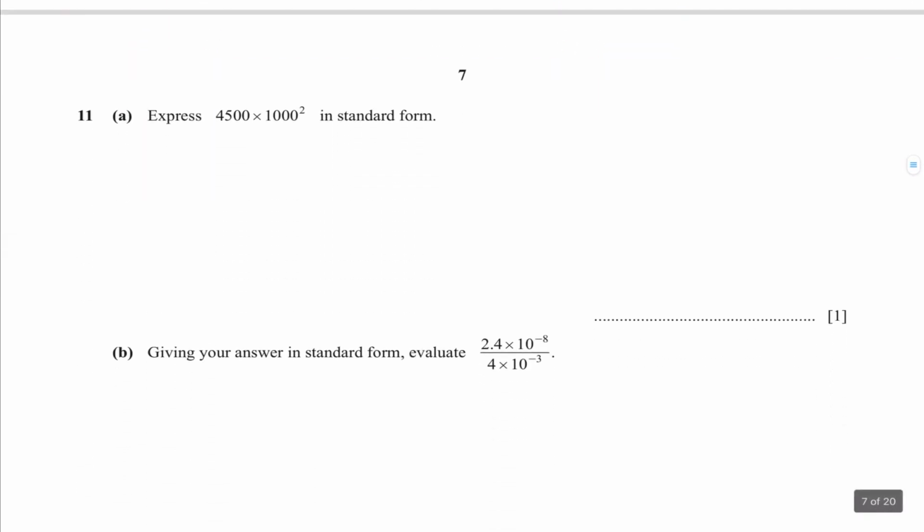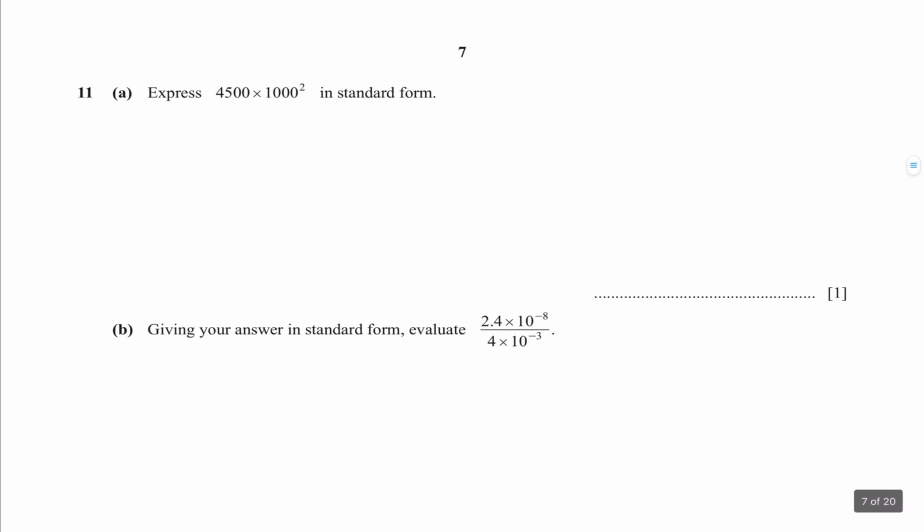But then again, it's entirely up to you, whatever method you want to use. Okay, so now we have expressed 4500 times 1000 square in standard form. First of all, let's fix 1000. Let 4500 be as it is, and 1000 can be written as 10 cube, the whole thing squared.